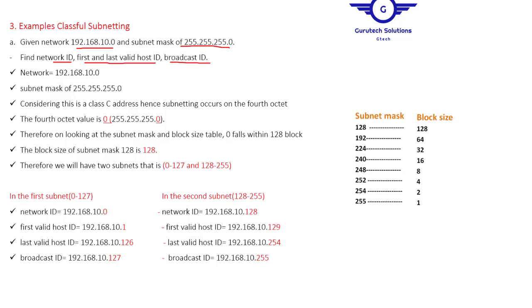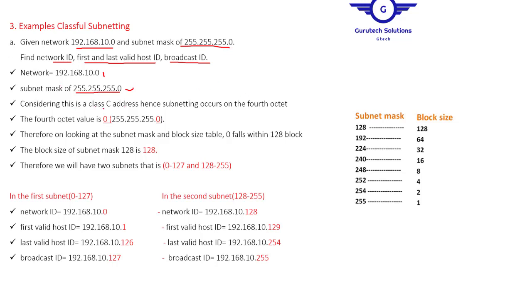So for example, let's do a simple calculation. We see that this is the network ID, the network address that has been given, and this is the subnet mask. So we use the IP address and the subnet mask to do subnetting. The subnet mask is the roadmap that helps us to do subnetting. So let's start analyzing this case study.